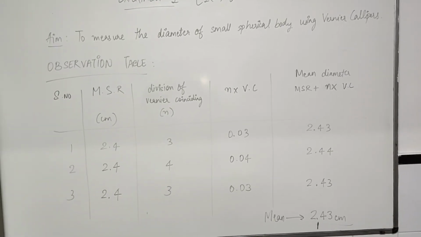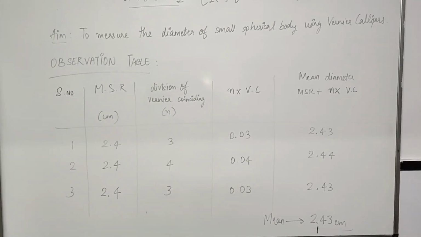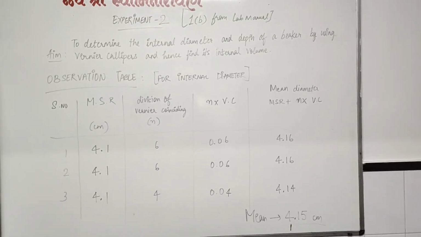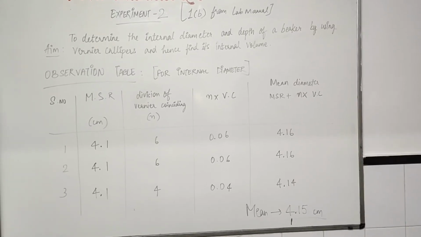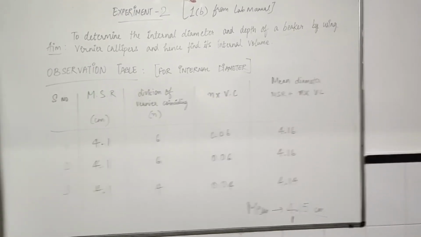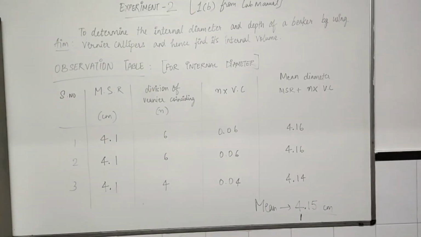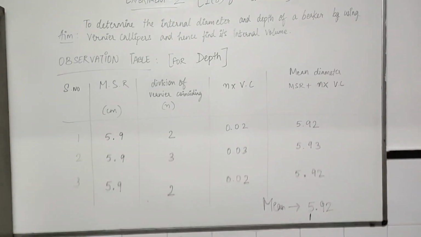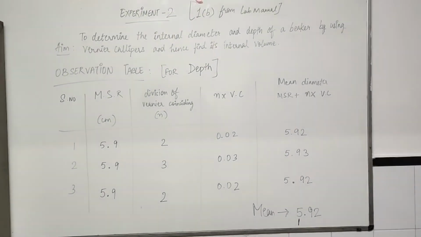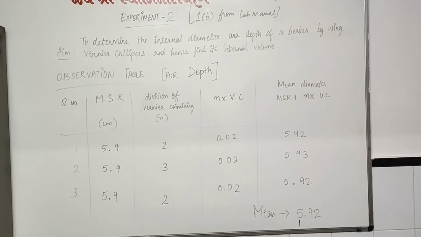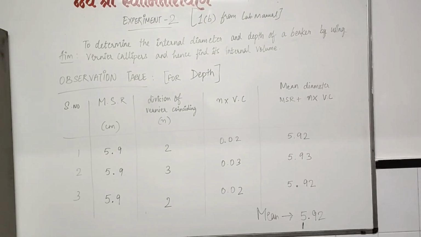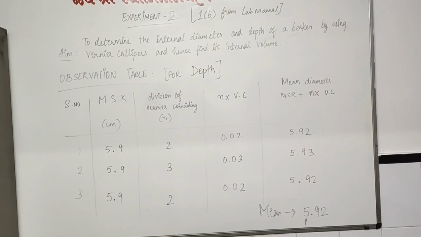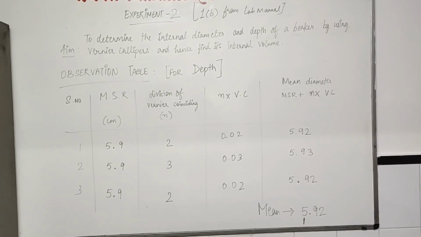Pause this video and record this observation, and then this is your experiment number 2. Same procedure, just the object is different, and this is for the internal diameter. Pause this and record this because this will change in a moment. So this is for your depth. Same thing, record this and write everything except the procedure, and with this your experiment 1 and experiment 2 are over.